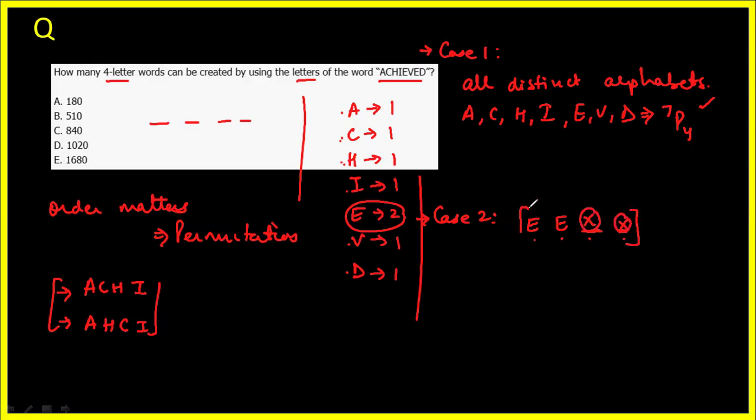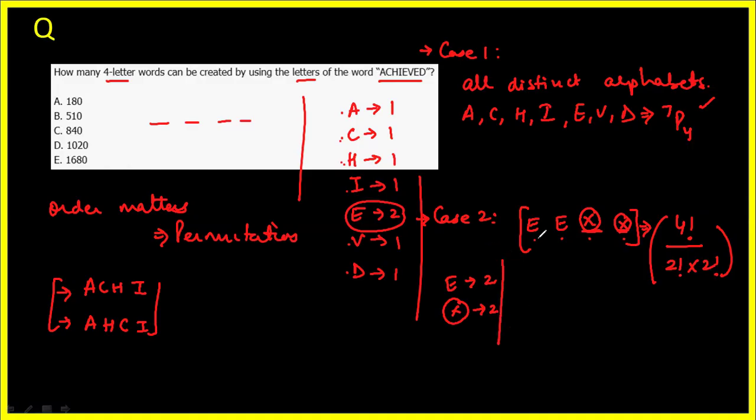Now, what can be said? How many ways can you rearrange these 4 objects? These 4 objects can be arranged in 4 factorial ways, and there is a repetition. E is coming 2 times. Whenever there is a repetition, divide by that factorial. So 4 factorial upon 2 factorial will be the number of ways in which these 4 objects can rearrange within themselves, right?